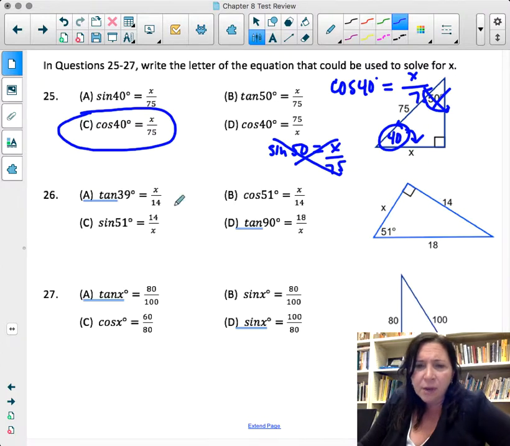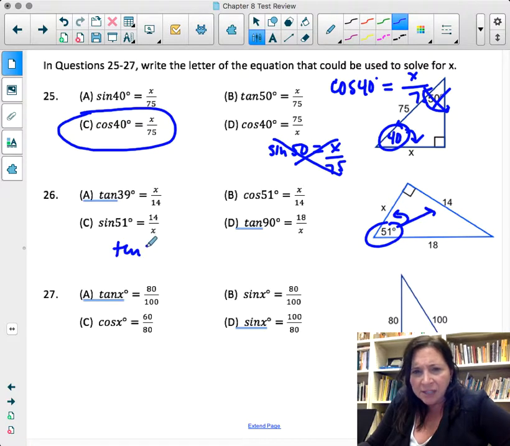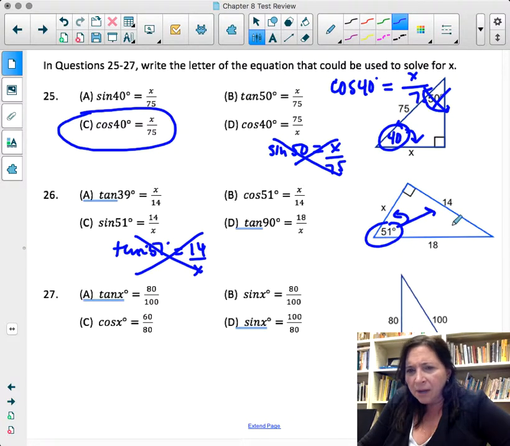Okay, so the next one, what do I need to find? X. So I'm going to start with 51 again. To find x, I can do tangent of 51, which is opposite over adjacent. Tangent of 51 degrees is equal to 14 over x. Well, that's not one of my options. So that means I'm not going to use tangent of 51. But I could use possibly tangent of 39.